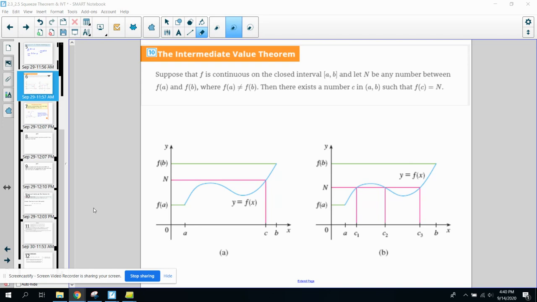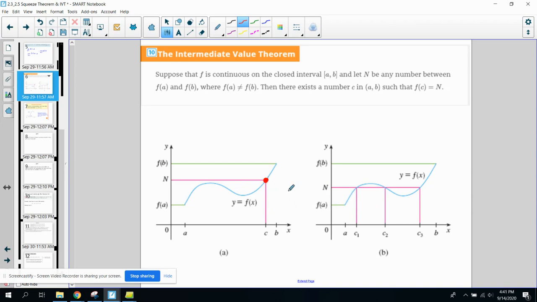to n. Okay, so if we look at the two graphs we have here, the difference between a and b, same idea. We have f of a, we have f of b, and then at some point there's an f of c that's equal to n, and n is between f of a and f of b. In graph A, we can see that f of c is equal to n once, and it happens right here.